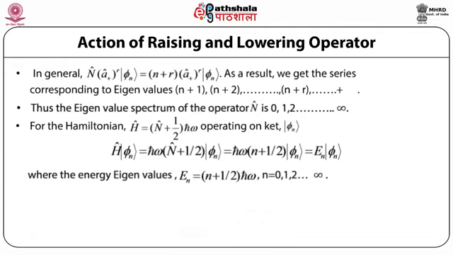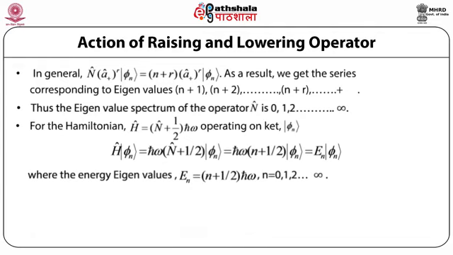For the Hamiltonian operator h, we have that this can be given in terms of the number operator as operator h is equal to within brackets number operator n plus half whole times h cross omega, where h cross is equal to h by 2 pi, and h is the Planck's constant and omega is the angular frequency, operating on the eigenvector phi n.